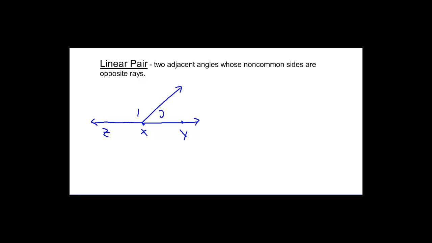Angles 1 and 2 in this example are a linear pair. They are adjacent to each other because they have a common vertex and a common side with no common interior points, and their non-common sides are opposite rays.